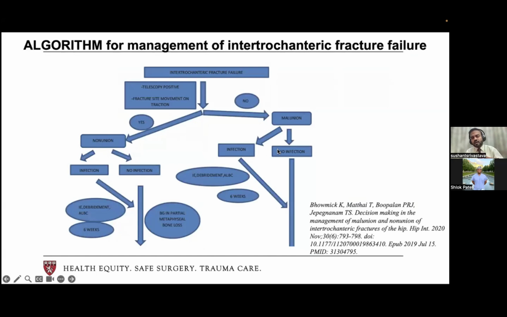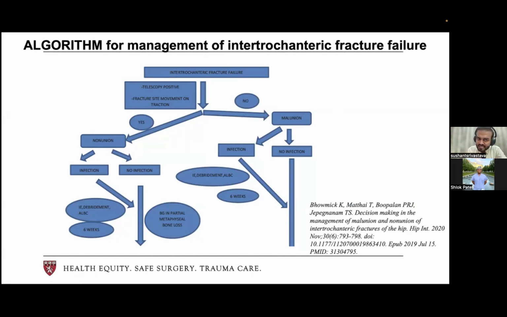So we, in this part of the world, have tried to set an algorithm for the management of intertrochanteric fractures. Now, if there is a failure in the union of the intertrochanteric fracture, check for two things: whether there is a positive telescopy, or if there is movement at the fracture site on traction. If that is yes, that means it's a non-union. And if you can't see either of these two things, it's a malunion.